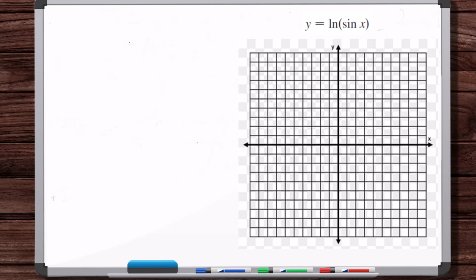All right, we're continuing with the curve sketching example problem videos. This is the 9th of these example problems. In this video, we're going to sketch the function y is equal to the natural log of sine of x. Okay, step 1, the domain.